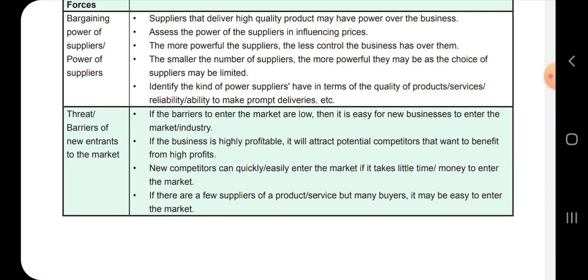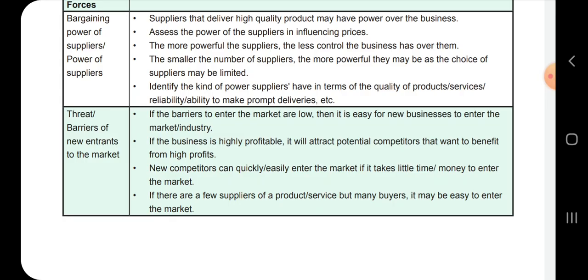Threat of new entrants: barriers to entering the market. There might be forces stopping you from entering new markets as a business. You want to sell fat cakes, but there are barriers preventing you from entering the market. If the barriers to enter the market are low, then it is easy for new businesses to enter the industry. So you have to check the industry that you're in. Is it easy for people to get in, or is it hard?